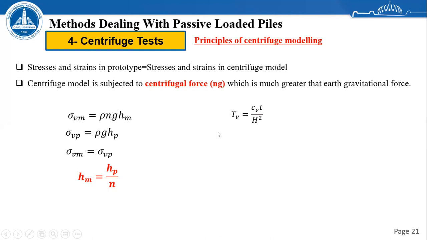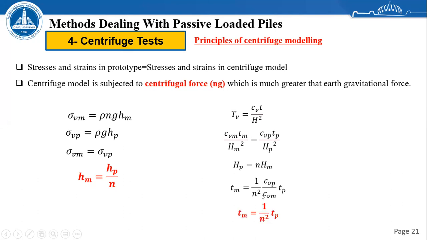Also, the time factor is equal to the coefficient of consolidation multiplied by the time t over the H drainage squared. We need the time factor in the model to equal the time factor in the prototype. So the H in the prototype equals N multiplied by the H in the centrifuge model, and therefore the time in the centrifuge modeling equals the time in the prototype divided by N squared.